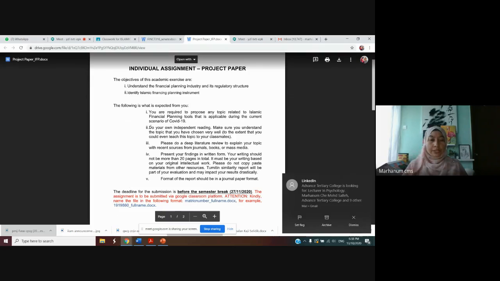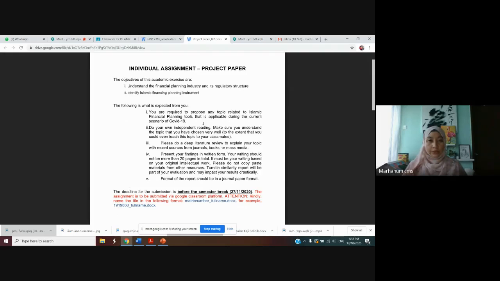Then do your own independent reading. Read a lot about what you want to propose on the financial aspect, because many have been affected by COVID-19 financially, kan? Sebab because of the economy and the situation, most of the companies cannot sustain, so they have to let go of their employees. So how about their financial matters? Okay, you may propose any products, any tools lah, to mitigate and to prepare for it. Just advise.